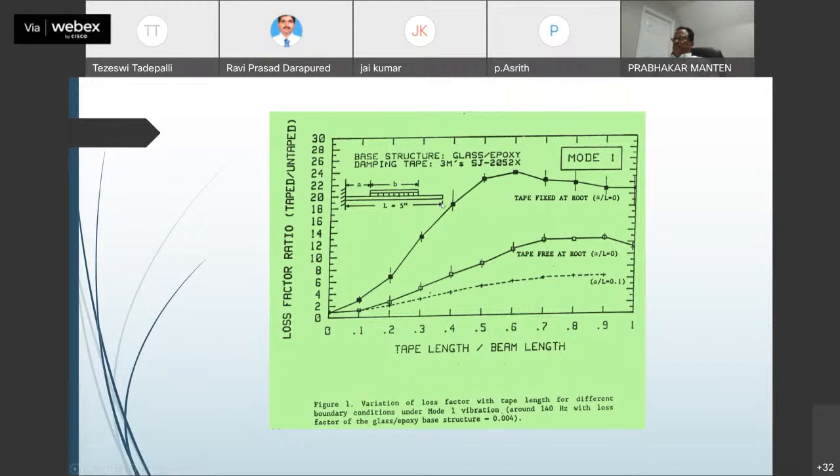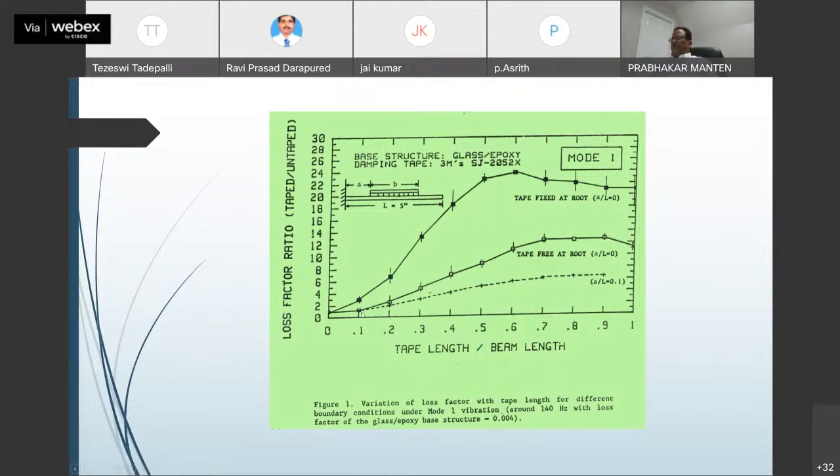Then we have to see again: you can't just go and apply the tape on the complete helicopter blade. Well, you can, but then you add to the mass, and is it really effective all over? So we had to study separate modes to see which one is effective. We studied mode 1. We did vibration experiments on mode shapes, impacted the beam and got the loss factor, which is a measure of the damping, and took the ratio with tape and without tape, untaped. And we found that it depends on the tape length to beam length ratio.